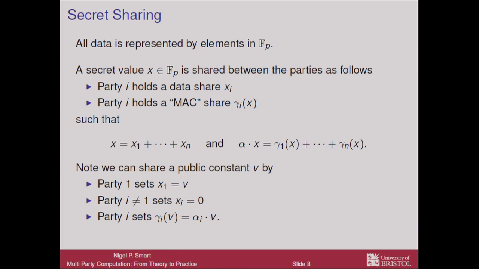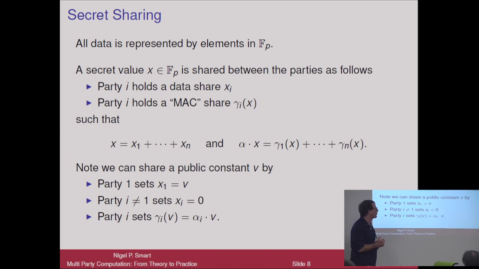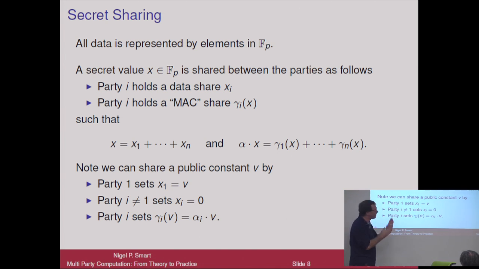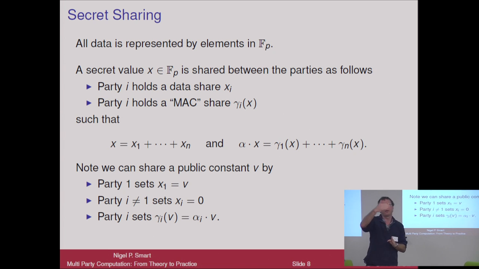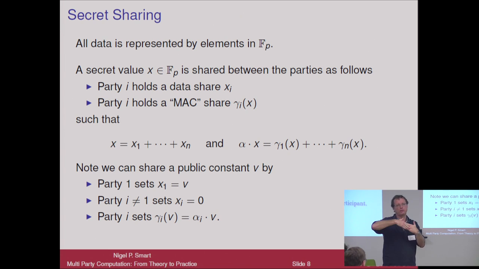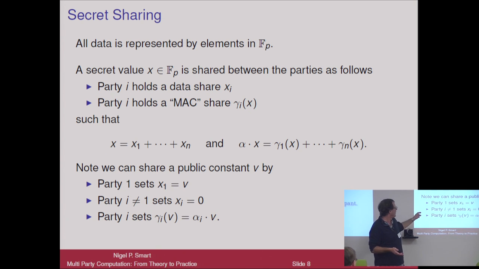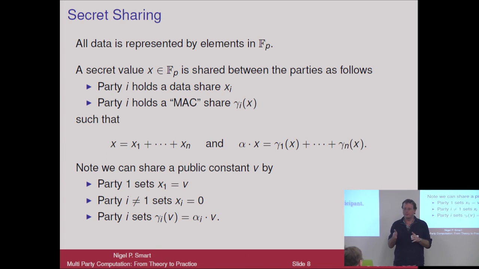The idea of the MAC is that it checks that we haven't done anything wrong. So this is the actual data, and this is the check data. For every data item we have two pieces of data, so we've got an explosion by a factor of 2 in the total amount of data we're storing. If we have a public constant, you can trivially share it: party 1 takes that constant v, everyone else takes xi equals 0, and the MAC is just alpha i times v, and that will be correct. Simple, everyone get this, yeah?